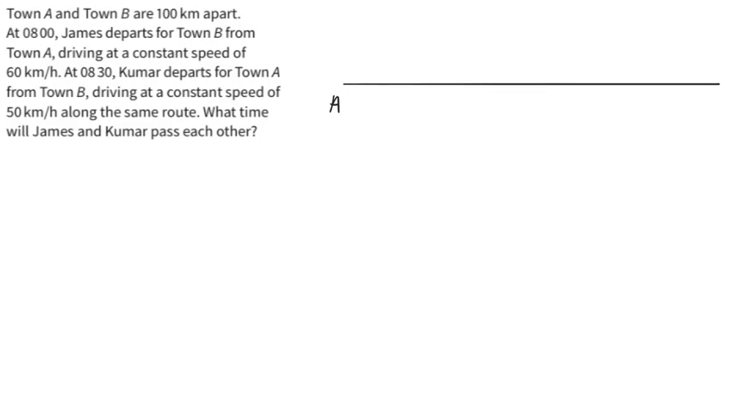I'm going to just sketch a diagram out. Town A and town B are 100 kilometers apart. So from here to here is 100 kilometers apart. And James, I'm going to denote with a red color.